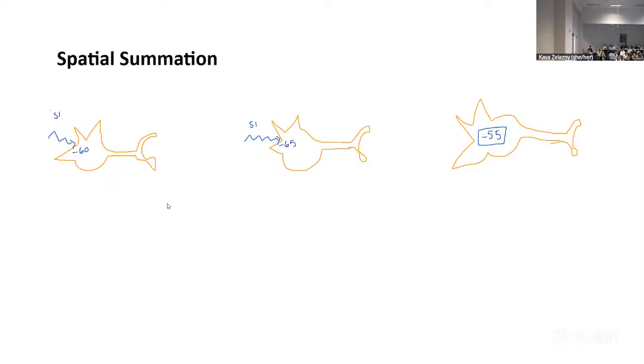For spatial summation, we're gonna have something a little different. But our question is the same. Our question is, do we get to -55 or not? That's still what we're interested in. I can draw a bigger one because we're not worried about time. So we don't need to have 3 anymore. Just gonna have 1 neuron. We're going to add together in space.